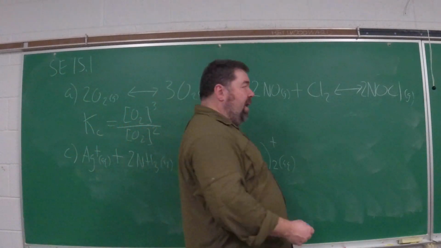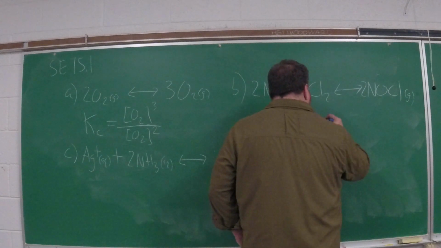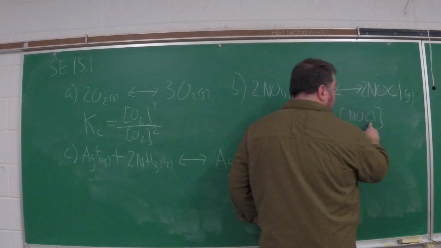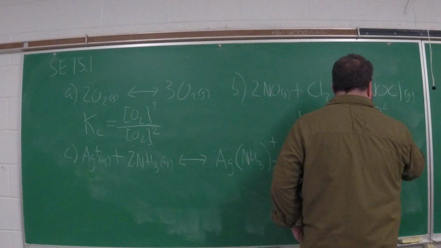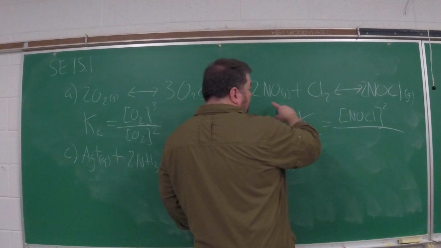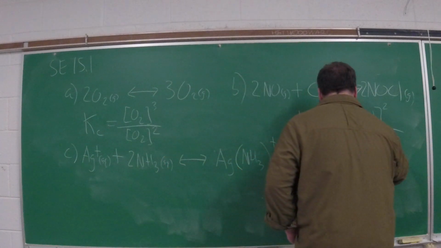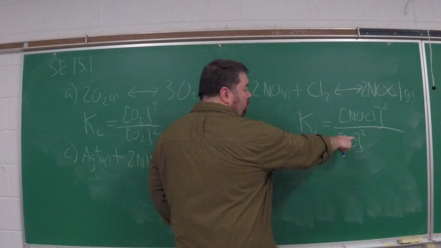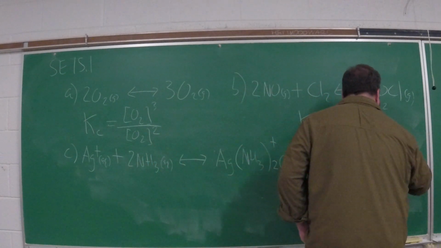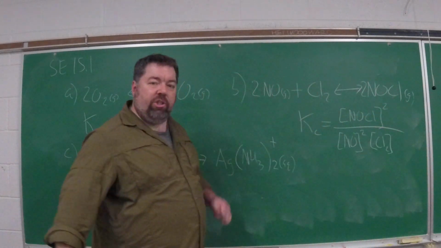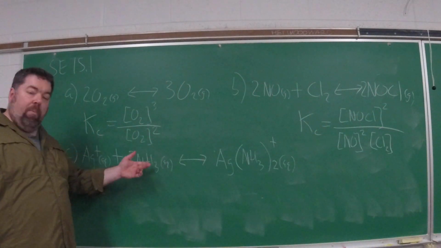Again, products over reactants. Kc equals the concentration of NOCl, again molarity, raised to a stoichiometric coefficient of 2, divided by the molarity of the reactants raised to their stoichiometric coefficients. So we have nitrogen monoxide raised to the 2, and then the molarity of chlorine raised to the 1. There's your equilibrium expression. What about the last one?